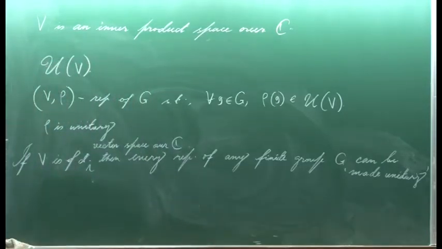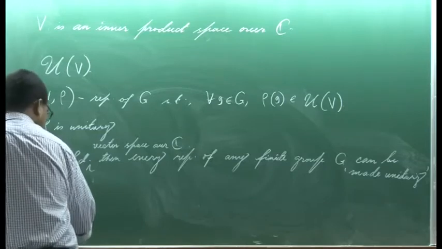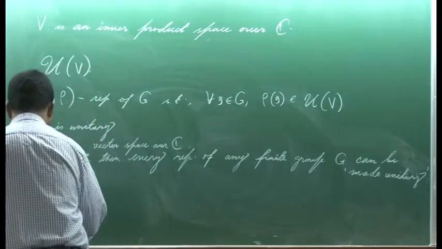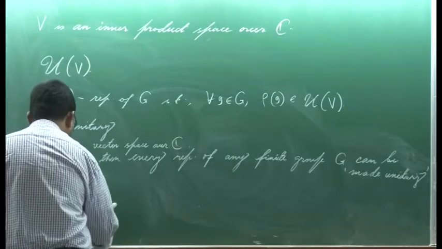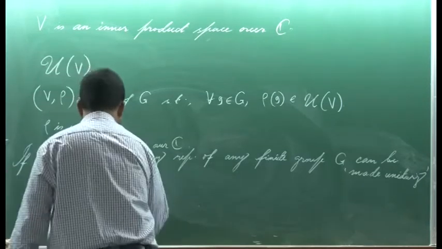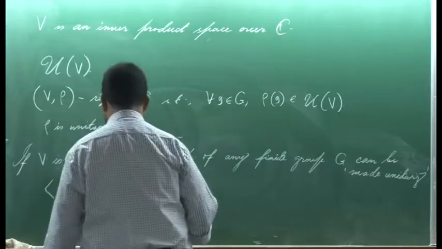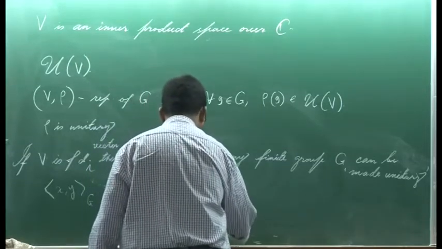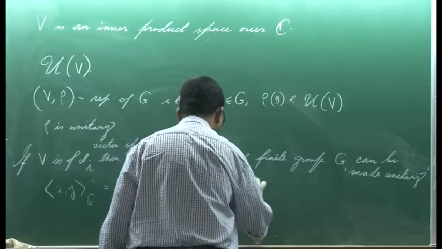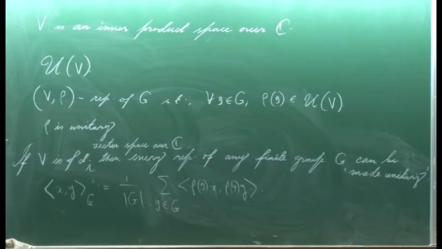Since V is finite dimensional over C, we can choose an inner product on V, and then from that we can define another inner product on the same V. Let us denote this new inner product by G. We have done this earlier: we simply take rho G X and rho G Y. So this is the chosen inner product, and from that we are defining a new inner product.